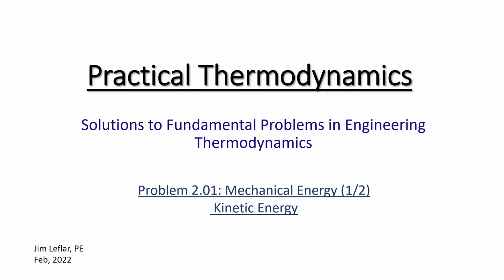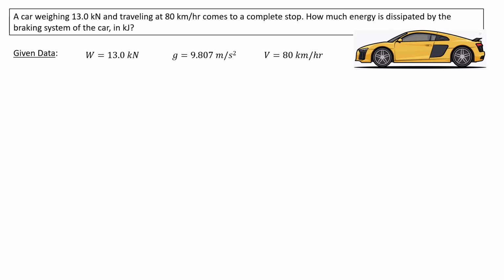Let's solve a few problems involving mechanical energy. This first one being kinetic energy. So here's our problem statement. A car weighing 13 kilonewtons and traveling at 80 kilometers per hour comes to a complete stop. How much energy is dissipated by the braking system of the car? And we would like that energy value in kilojoules.